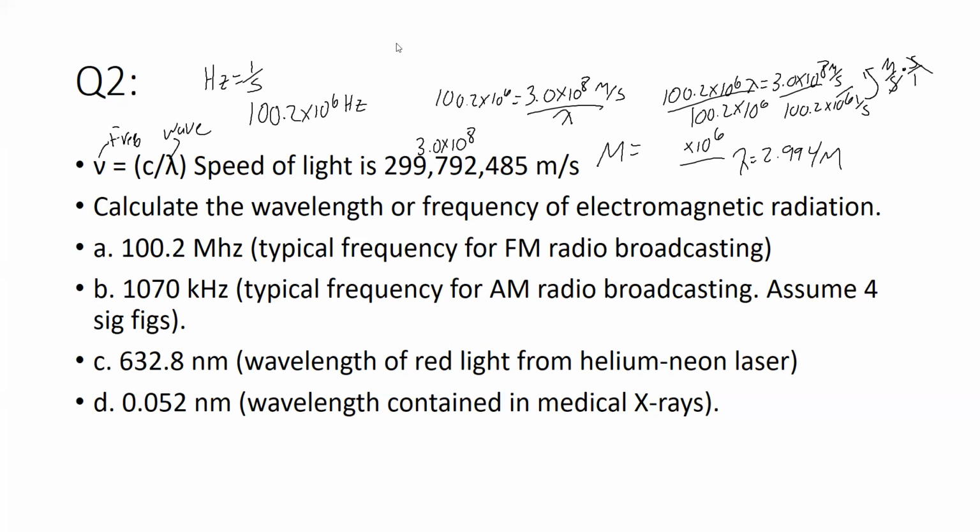By the way, for A, the equation that I did after all that funny business was just lambda equals c divided by nu. So these two equations are the same thing. I just switched where the variables are.